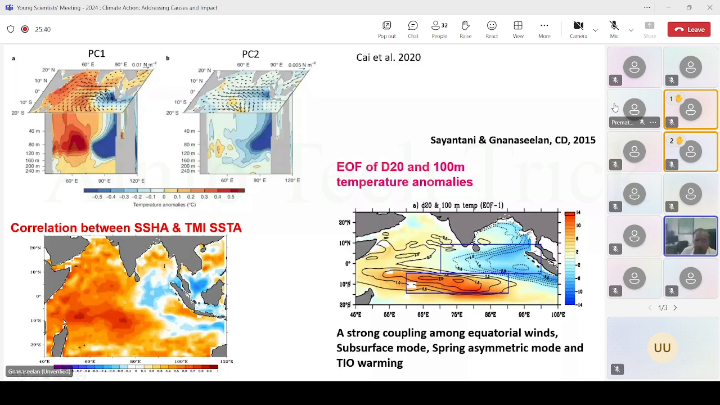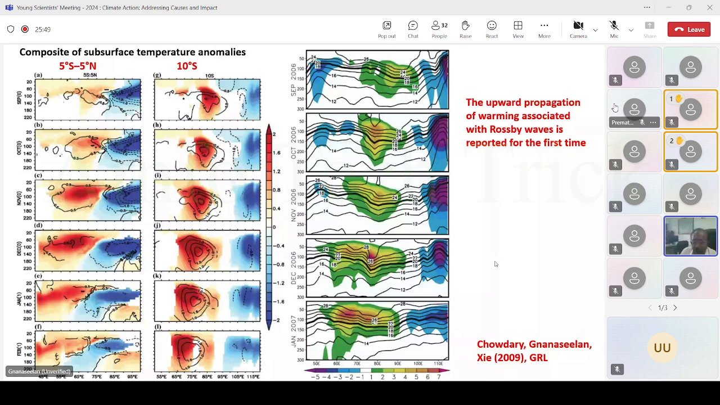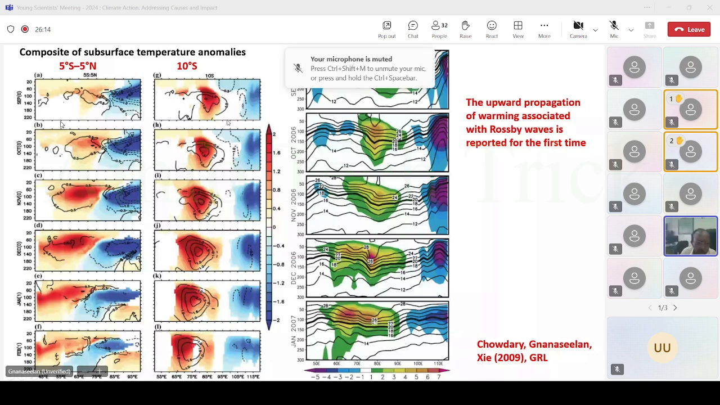So you can see this is a typical example of the Rossby waves propagating upward, affecting these temperature anomalies. You can see from September 2006 to January 2007 how the anomalies which are seen at 100 meters or below get propagated to the surface with the Rossby waves. And this is seen in the composite of all the IOD years. You can see that a similar pattern is seen.